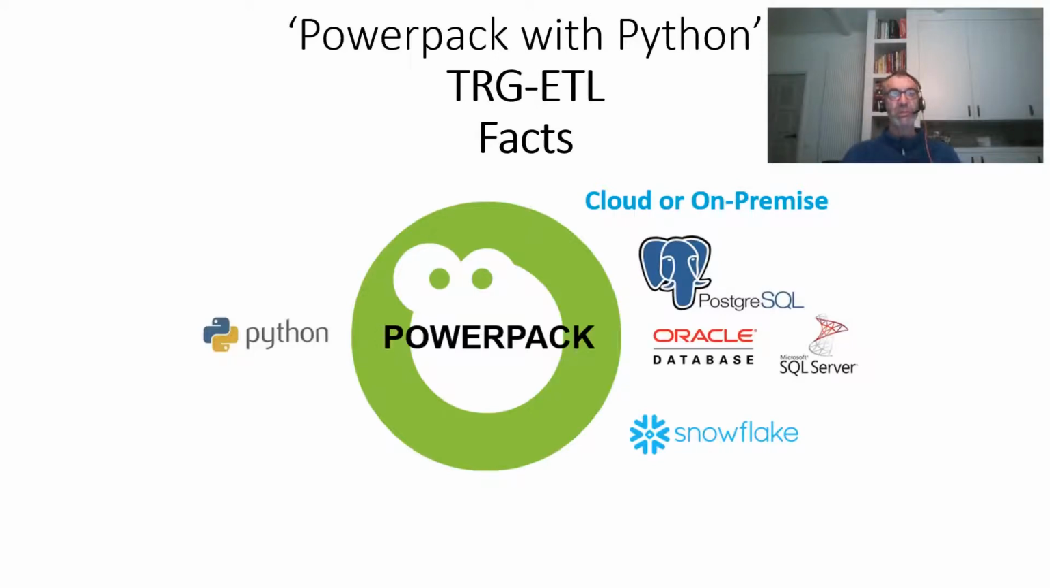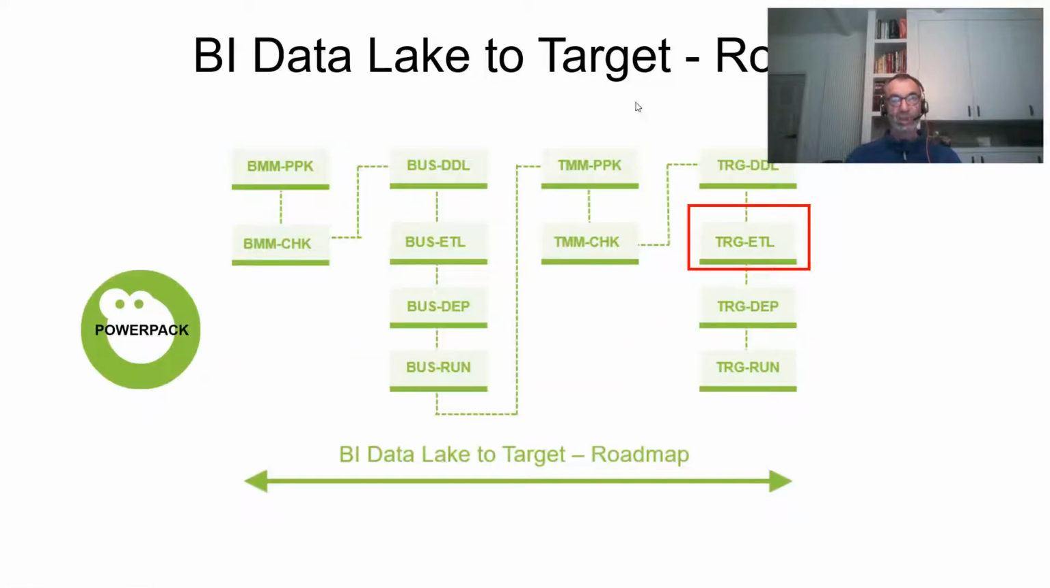In this video, I'm going to explain how we can generate the ETL for the facts in the target area with Powerpack. Target ETL for the facts and also for the dimensions in the data stores is part of the BI Data Lake to Target roadmap. And what we're going to do is generate the ETL Python scripts to run later, for the facts and to load the data into the facts.